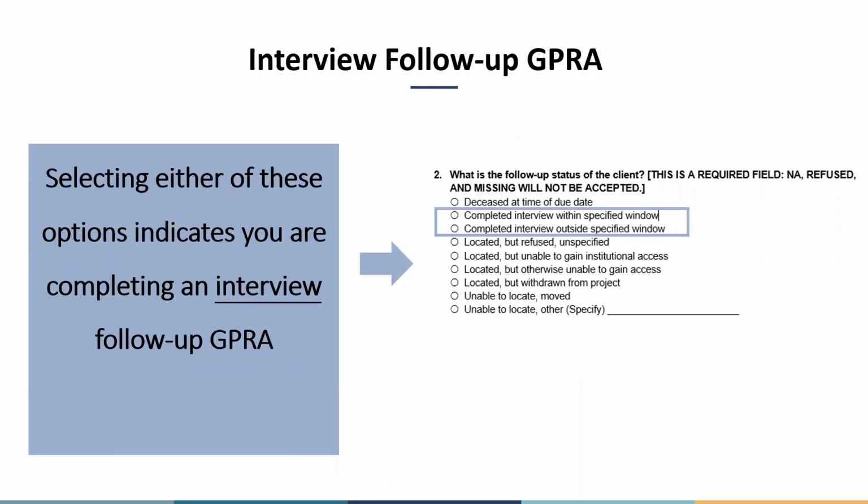So what is the follow-up status of the client? Functionally, this question is where you indicate in the GPRA whether you're completing an administrative or an interview GPRA. When you select that you're completing a follow-up GPRA in the tool, you'll see this question asking the client's follow-up status. Conducting a full interview, you'd select either completed interview within a specified window or outside a specified window, one of the 2 options highlighted in the slide here. The survey online will know to direct you to section B, and there are also instructions in the paper survey about where to go next once you've selected those options.